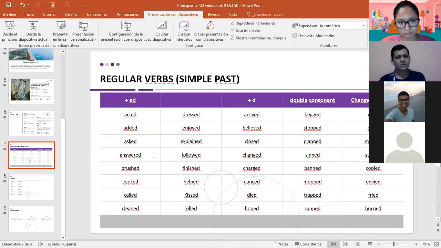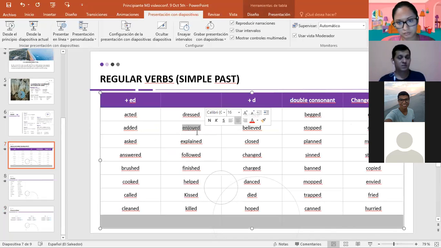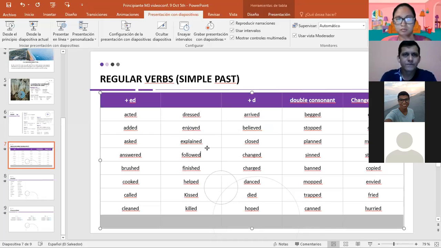Vamos a ver otros ejemplos. Enjoy, este verbo también lleva la D, enjoyed, porque el último sonido que escuchamos del verbo es voceado. Usamos la voz, las cuerdas vocales, right? Entonces, por eso se usa el sonido de la D. Explain, vamos a ver este otro. Aquí estoy tomando verbos al azar. Explain, explained. La N es voceada también. Entonces decimos explained. Simple present, explain. Simple past, explained. Good.